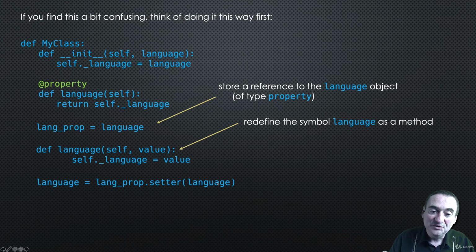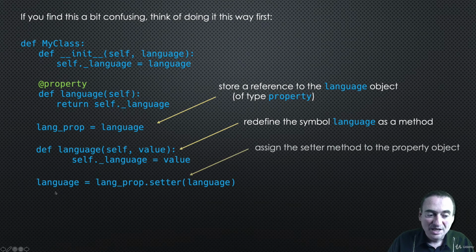So that's going to be now the set method for the property. And I'm going to reassign that now to language. So now language has been reassigned. Language is now again a property, right? So language started as a property, language became a function, and then language became a property again. I'm just redefining what that symbol points to at every step of the way.